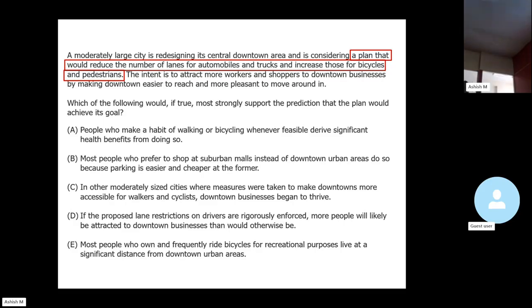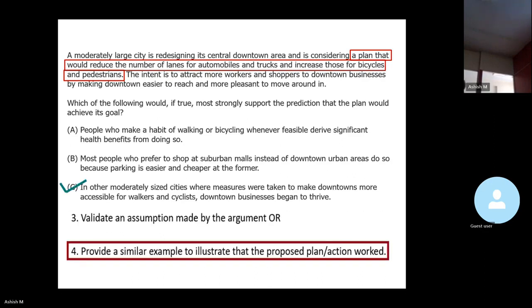In fact, it's exactly the same, if you remember, what we discussed earlier: to improve Peter's grades, Peter's parents are planning private tuitions. And what was an evidence that strengthened this? In Mike's case, also that happened. Right? So provide a similar example to illustrate that the proposed plan or action worked. Are we clear? Okay, there's just one other option that I would want you guys to discuss here.